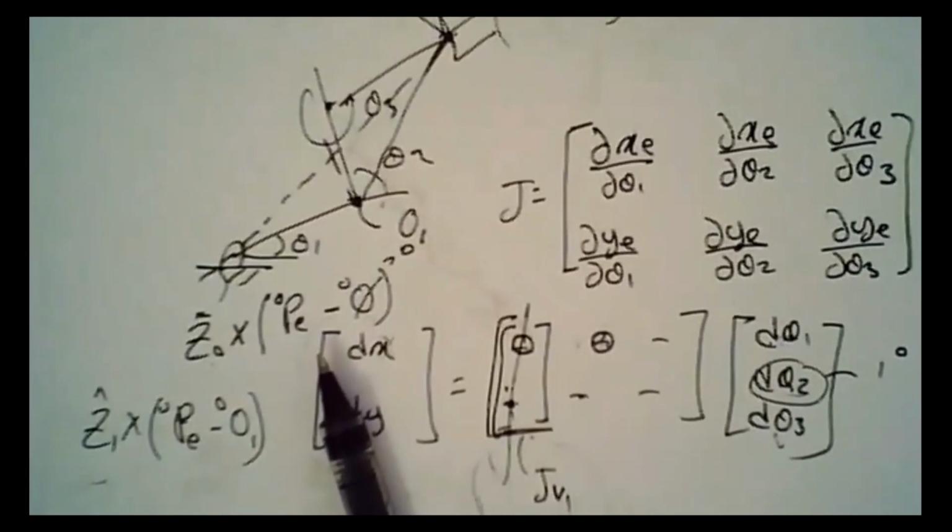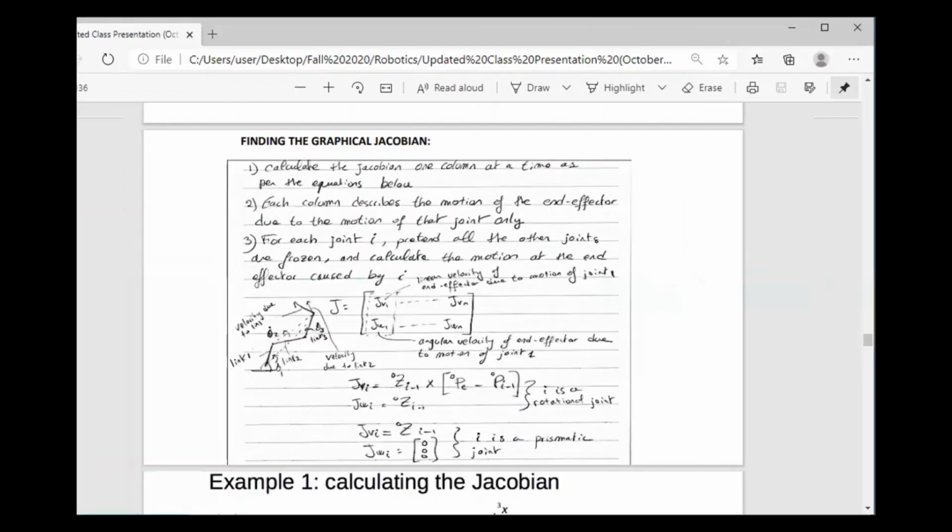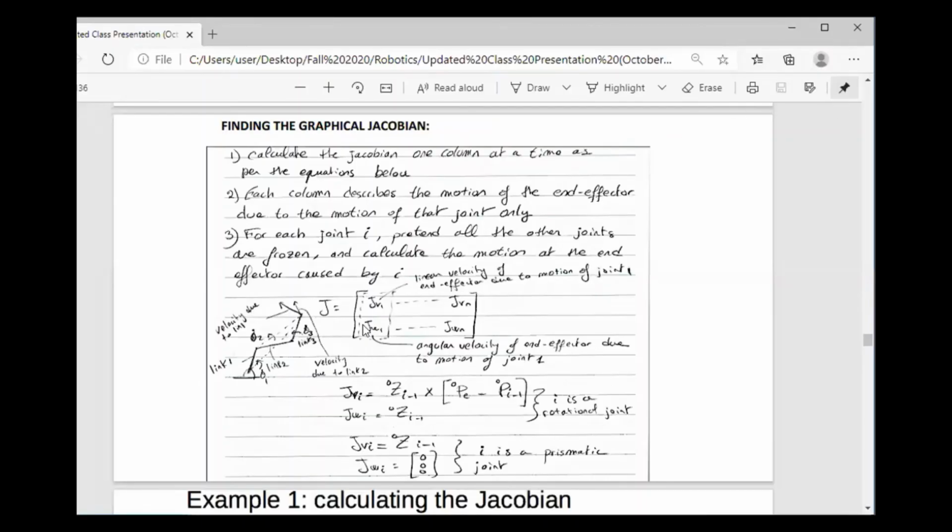So what I'll do is I'm going to stop my video and share my screen, which is the class presentation that we have. So if you look into our presentation, this is what we have, right? So this is, let's say, a 3 degrees of freedom robot.